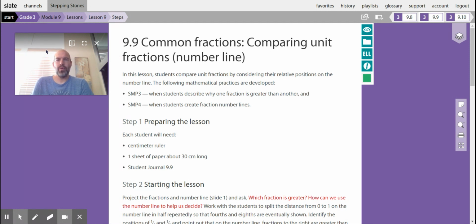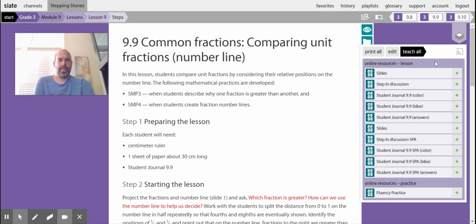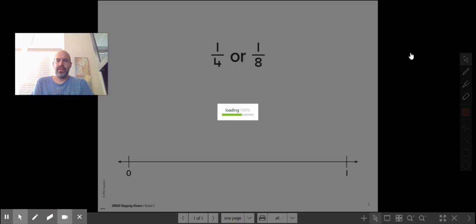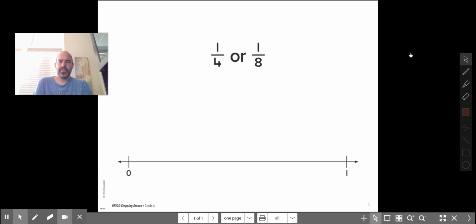This is module 9.9, common fractions, comparing unit fractions, number line. All right, let's get started here. So first of all, when we look here at this slide, you can see two different fractions. All right. Now, the question being asked here in our lesson, and I'm just going to take a peek real quick here at the manual.